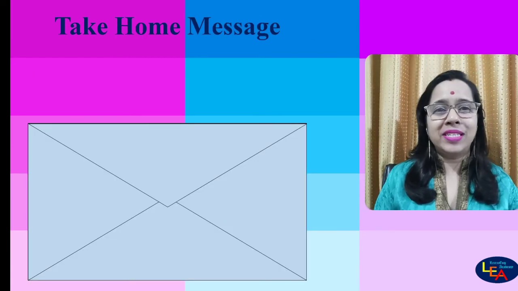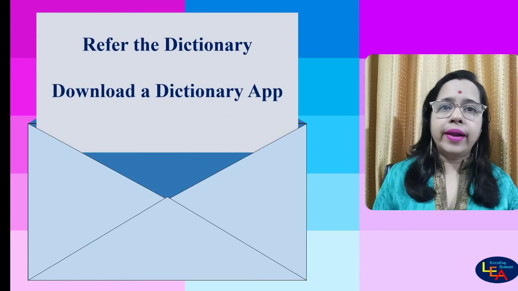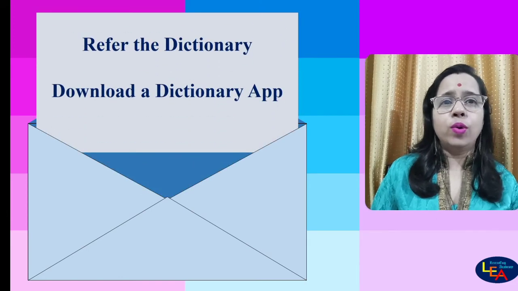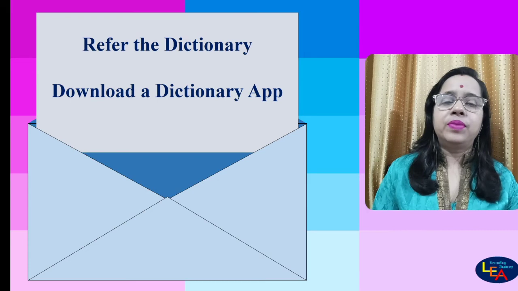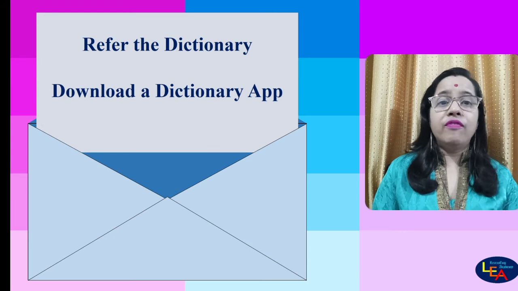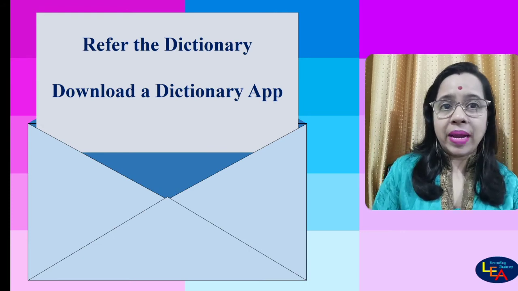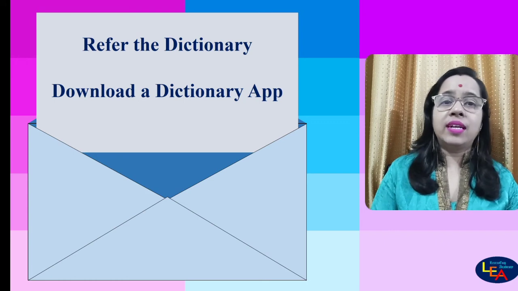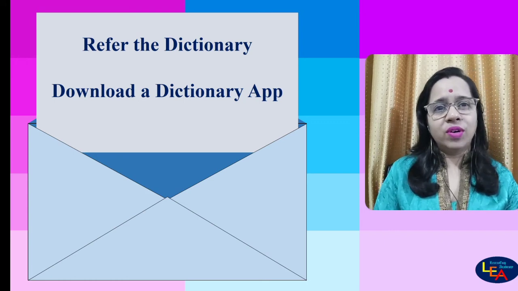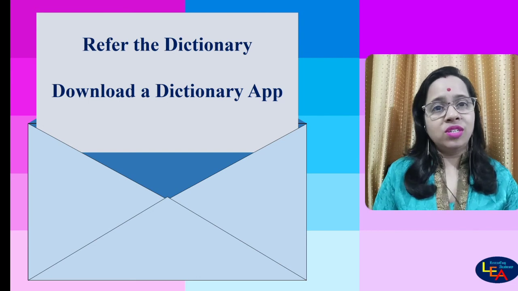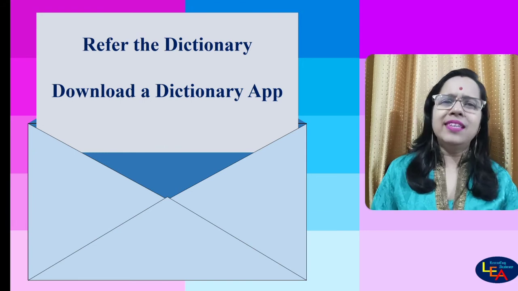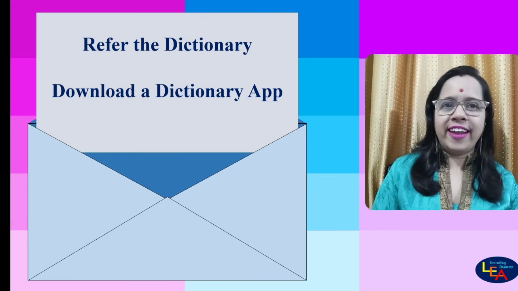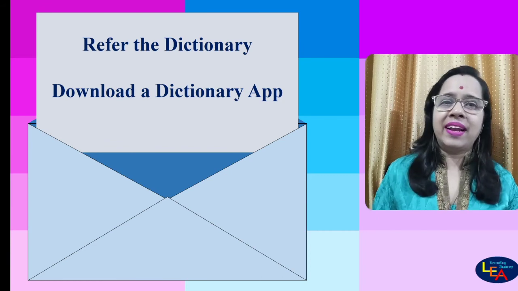And the take-home message for today is: refer to the dictionary. For that, download any dictionary app, for example the Merriam-Webster dictionary app, and daily have a look at those words which you find confusing, which you feel like checking the meaning of. You can check the meaning, the pronunciation, and the word in a sentence, how it is used as a noun or a verb or an adverb or an adjective, and so on. This is the way you can work upon your errors and make fewer mistakes in speaking and writing English.